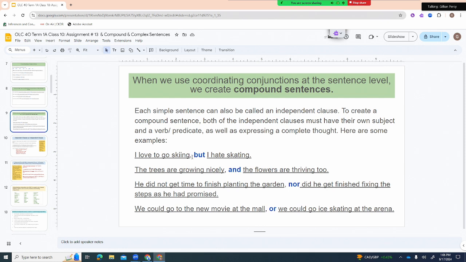Normally, if that was a sentence all by itself, I love to go skiing, I would have a period there. I don't have a period because I'm still continuing my sentence, but I put a little comma there to show that I understand it is a complete sentence all by itself. It's taking the place of a period. Then I put my conjunction, then I start my new sentence, and then I put a period when the entire sentence is over, okay?